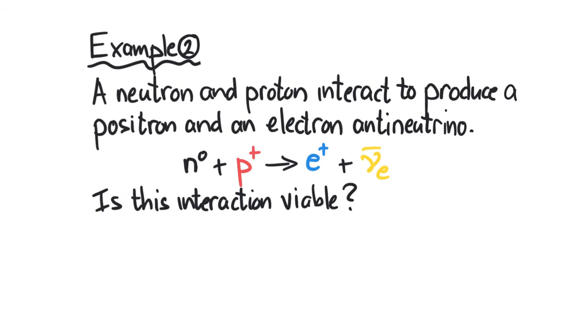Now I would like you to pause the video here, and I would like you to look at whether the charge is conserved, whether the baryon number is conserved, and whether the lepton number is conserved. And if all three are conserved, then this interaction is viable. If one of them isn't conserved, then it's not viable. So pause and try this on your own.